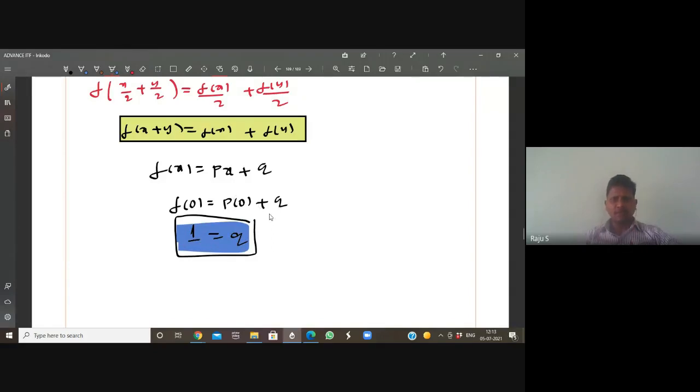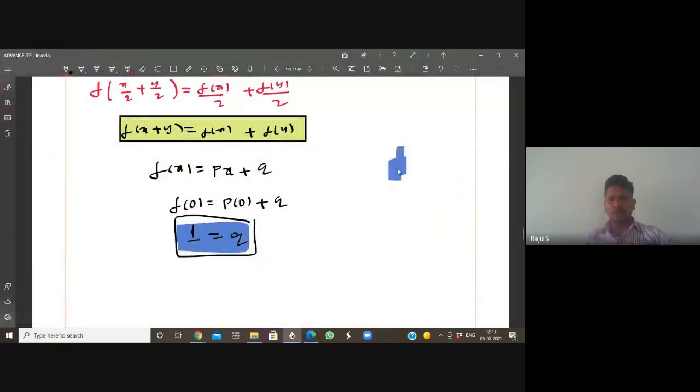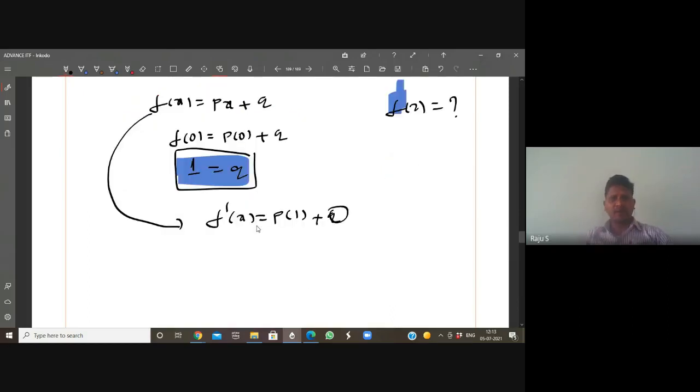Even though we got the q value as 1, we want to find p also. In the question they are asking f of 2. To find f of 2, we should know p and q. Q we already got. For that, how can you find p? I think this is f dash of 0. Let's see. When I differentiate this f of x, it will become f dash of x is equal to p into 1, p into x derivative 1, plus q. Q is a constant, derivative 0. I differentiated this f of x. So when I take 0 here, f dash of 0 is equal to p.